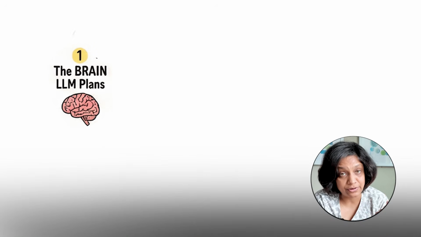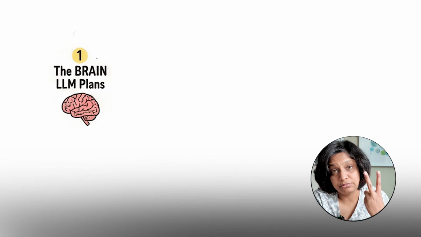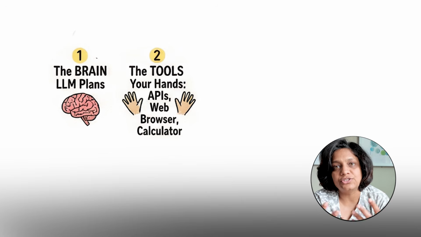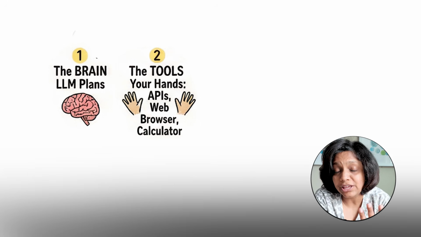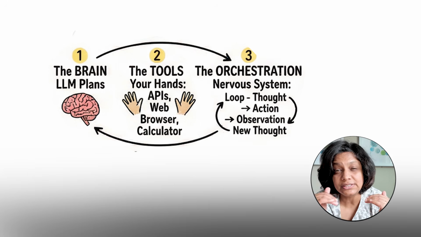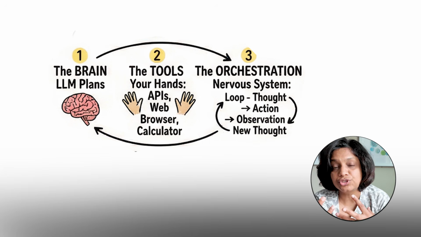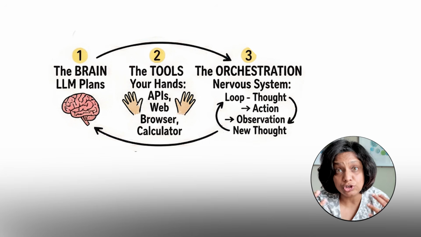The brain, which is your LLM that plans the steps. Number 2 is the tools, your hands: APIs, your calculators, your web browsers. And number 3 is orchestration, the nervous system that loops through the process of thought, action, observation, and new thoughts.